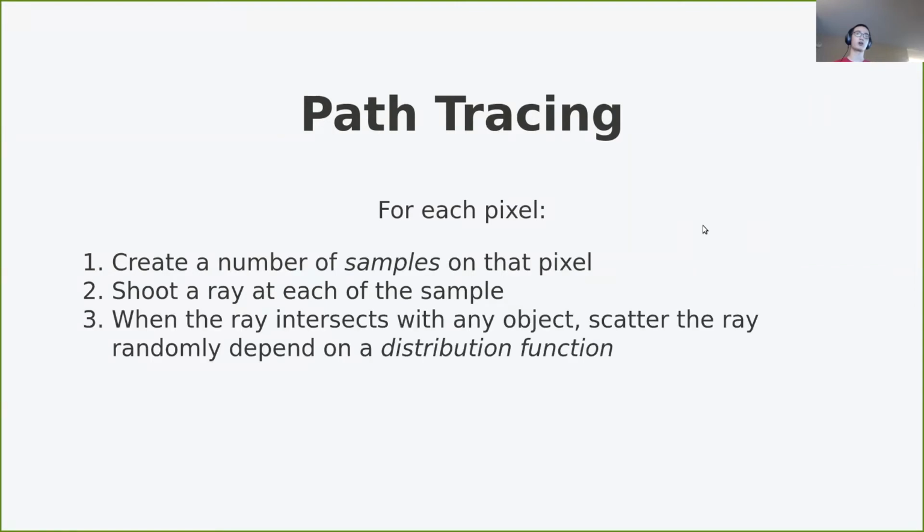When the ray intersects with any object, we reflect or refract the ray randomly depending on a distribution function. The distribution function is like the property of the material. For example, if we have a mirror, then you expect the light to have almost perfect mirror reflection almost all the time. On the other hand, if we have dirt, for example, then we will just expect the light to scatter almost randomly.